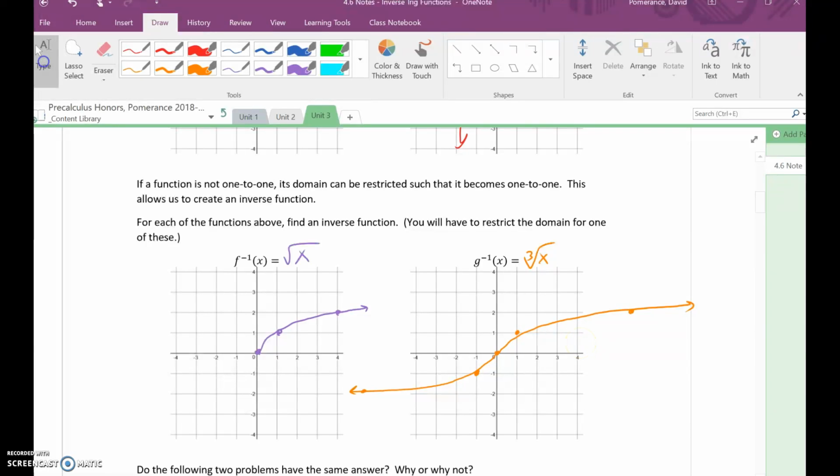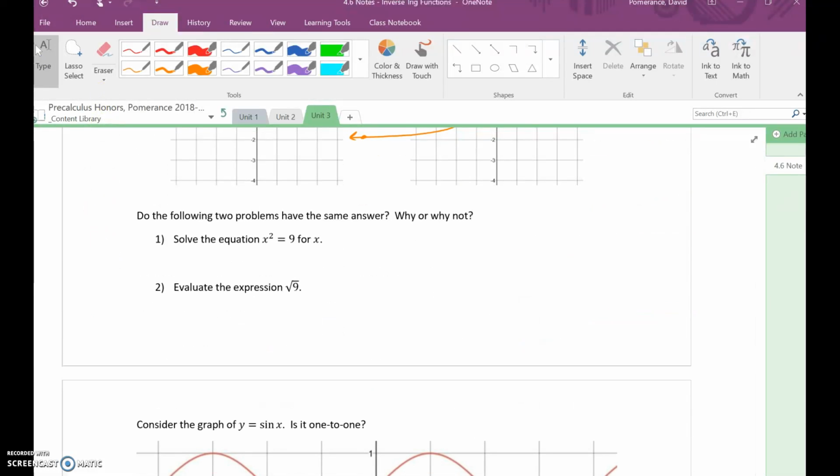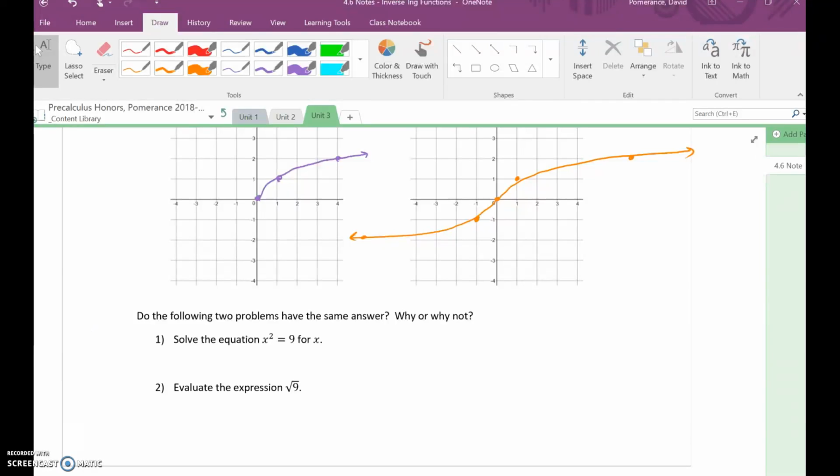So anyway, we move on to ask the question, what is the difference between these two things? You can either solve the equation for x, when the equation is x squared equals 9, or you could evaluate the expression square root of 9, which we all know is 3. So the square root of 9 is 3, so why is this not the same thing? Well, because there are two solutions. There's +3 and -3.